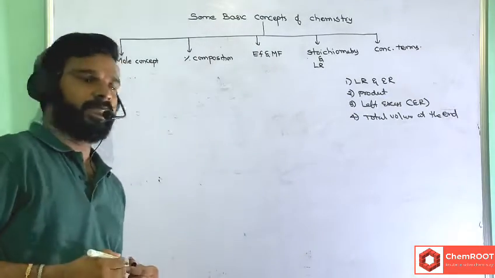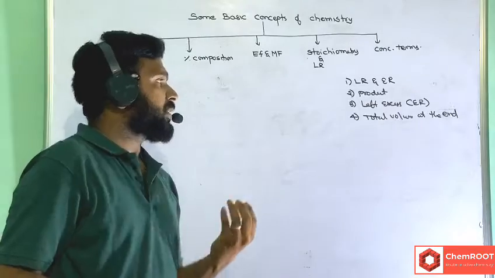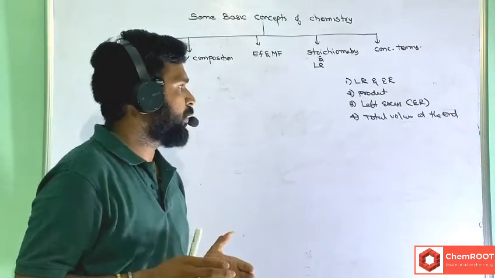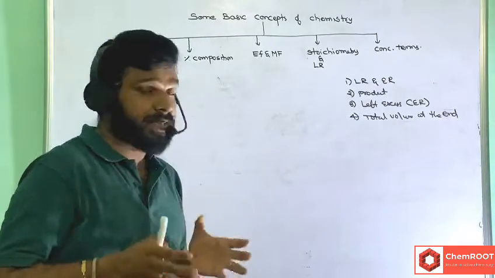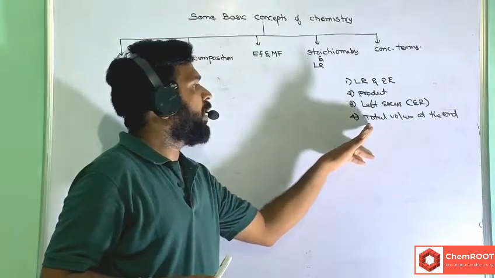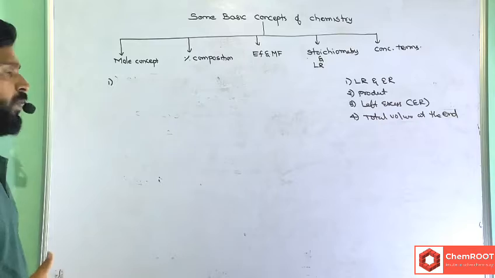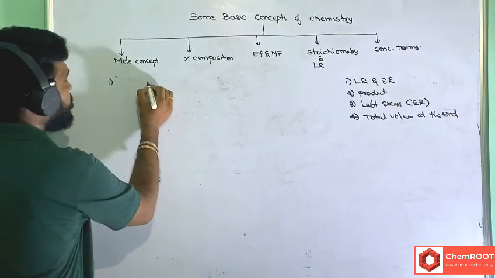So this type of questions, they are generally asking: what is the limiting reagent? What is the excess reagent? How much product formation will take place? How much excess reagent is left after the reaction? And the total volume at the end. Okay, so one simple example, we will solve the problem.